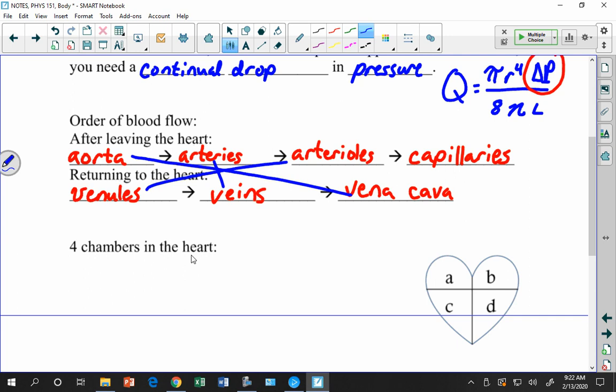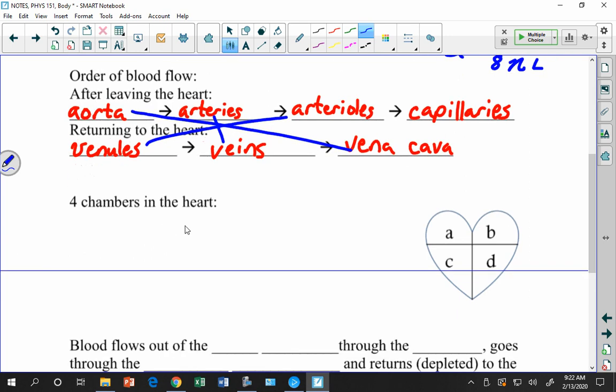I want you to know the 4 chambers in the heart. You don't have to know the valves in the heart, but I do want you to know the 4 chambers and then be able to identify the aorta and the vena cava. And I want you to know how blood flows in the heart as well. So the heart is divided into 4 chambers. You have the atrium. Is that top or bottom? It's top, right.